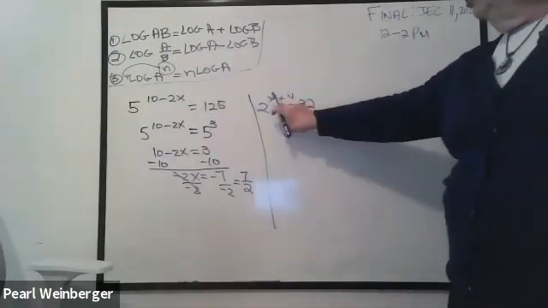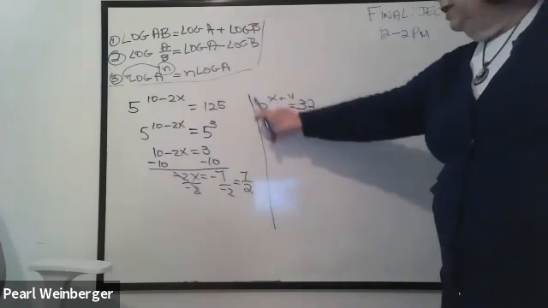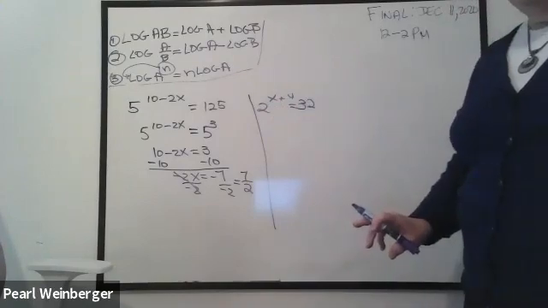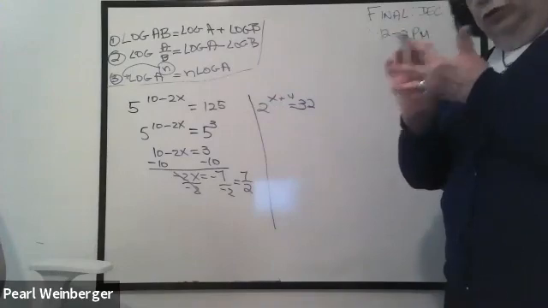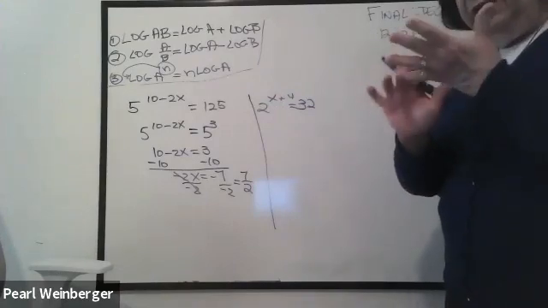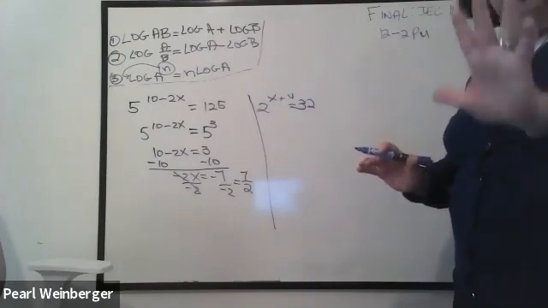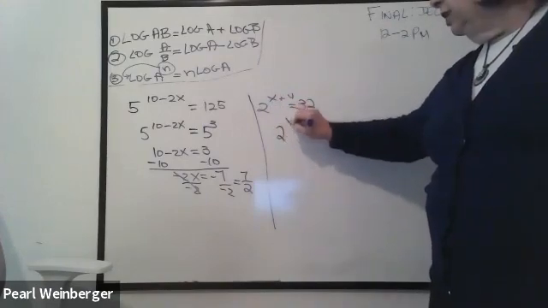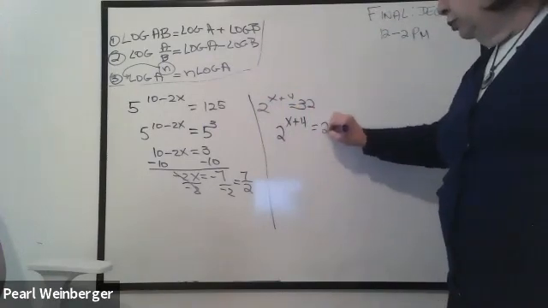We have 2 to the x plus 4 equals 32. This is obviously being written in base 2. Let's see if we can put 32 in base 2 as well. So let's start. 2 times 2 is 4, times 2 is 8, times 2 is 16, times 2 is 32. I actually have to multiply 2 5 times to get 32. So this will give me 2 to the x plus 4 equals 2 to the 5th.